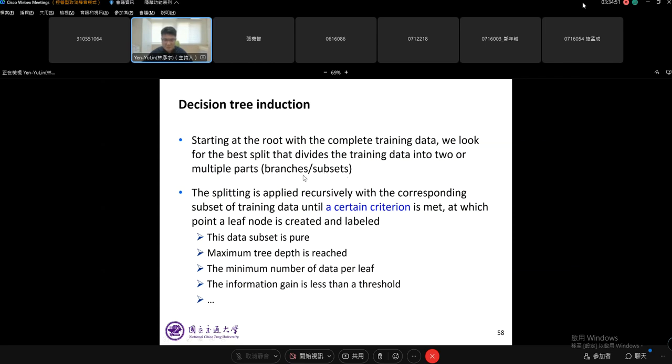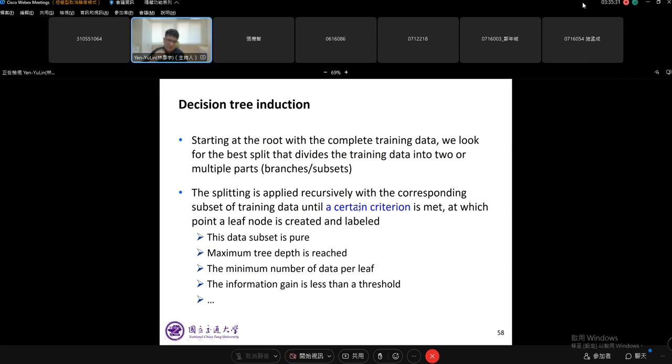Or this decision tree in this node, there are some following branches of the decision tree. So the three terms are interchangeable in the literature of decision tree. The splitting is applied recursively with the corresponding subset of training data until a certain criterion is met, at which point a leaf node is created and labeled. Let's look at the meaning of the criterion here.